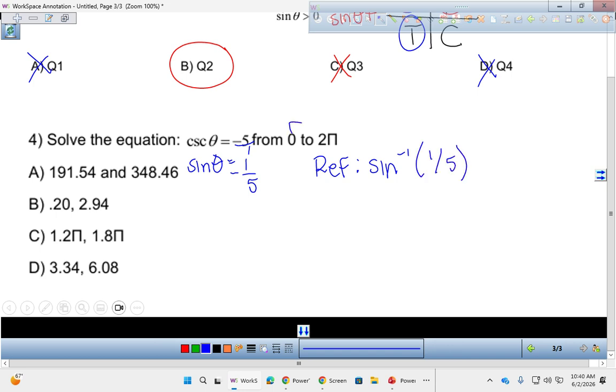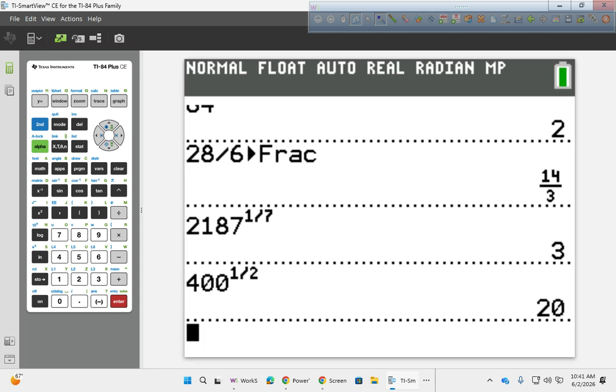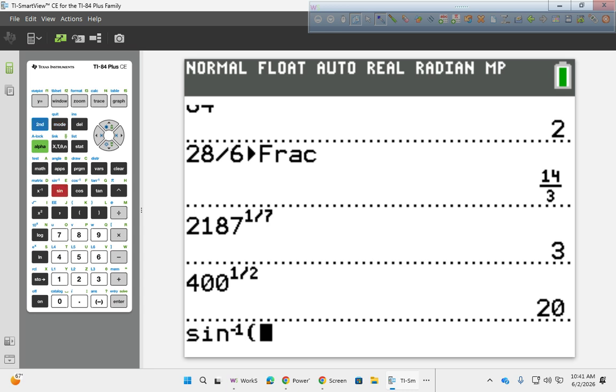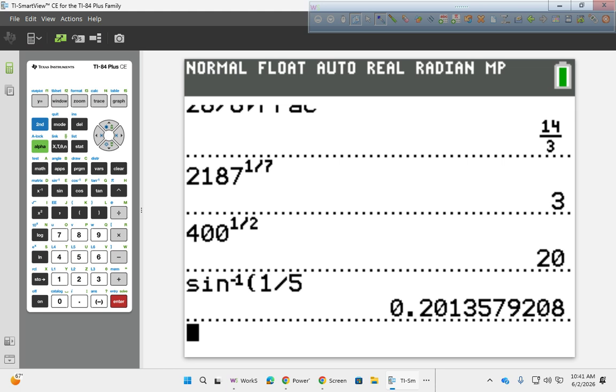But because of this direction here, when I do that, I'm going to make sure that I am in radian mode in the calculator. So I'm going to switch my mode to radian. If it's not there, it is. And I'm doing the sine inverse of 1/5. I'm not including the negative. 0.2 is my reference angle.